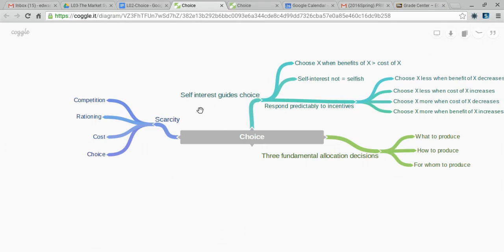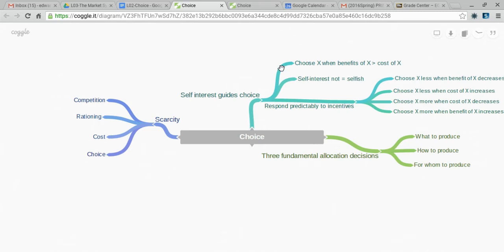Economists analyze choice using the assumption that self-interest guides the choices people make. Self-interest means that we'll choose X when the benefits of X are greater than the cost of X, and we will not choose X when the benefits are less than the cost of X.